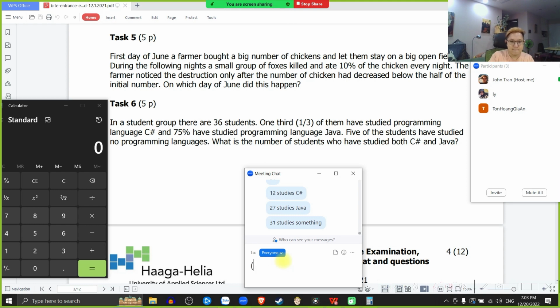So if you take 12 plus 27, you minus 31, you should get to the number of students who have studied both C sharp and Java. Mình lấy số 17, số 27 cộng 12 vô và mình trừ cho cái 31 là học cái gì đó, nó sẽ ra được là cái số người đã học được cả hai môn này. So you should get to the number 8, right? 8 người. 8 người mà đã học cả hai môn C sharp và Java luôn.